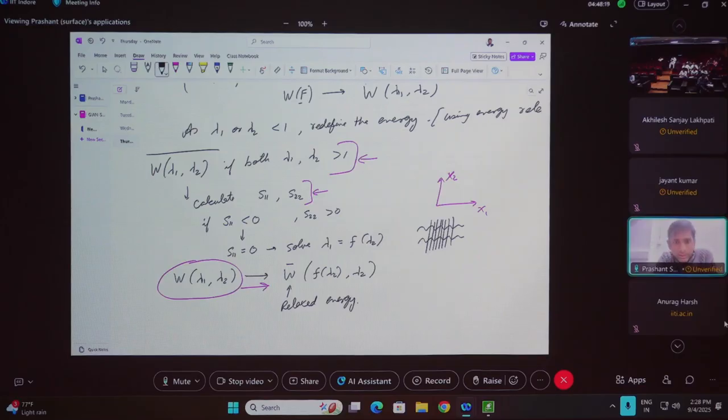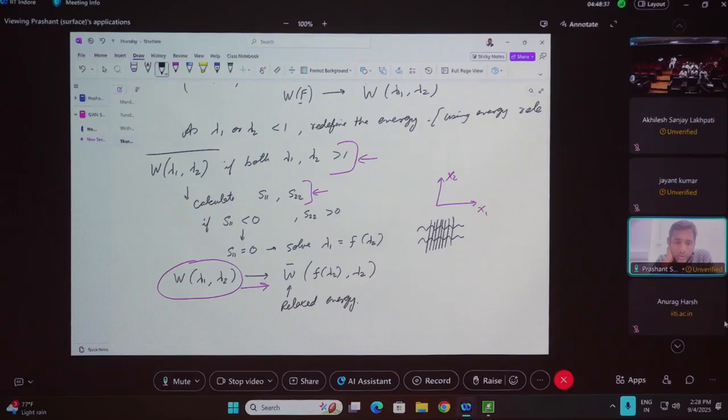So if I understand your question, you can design the membrane to develop wrinkles in a certain direction. Is that what you're trying to ask? Yes, sir. So that's a good point, and that is actually done in certain applications.